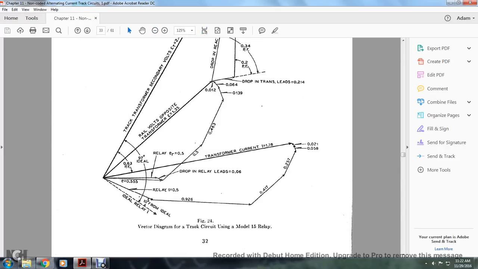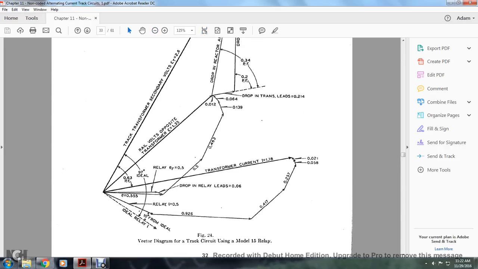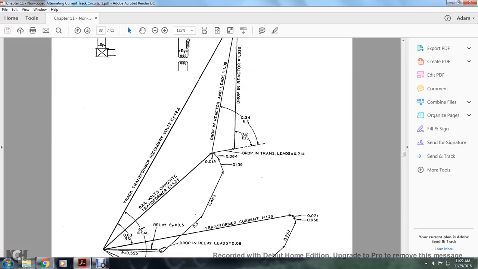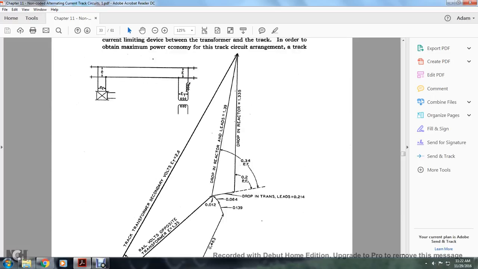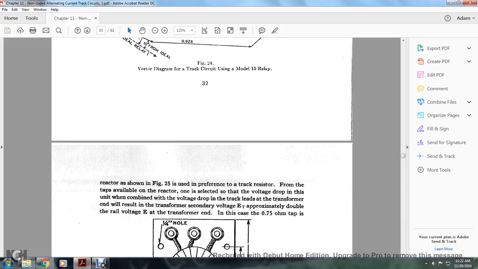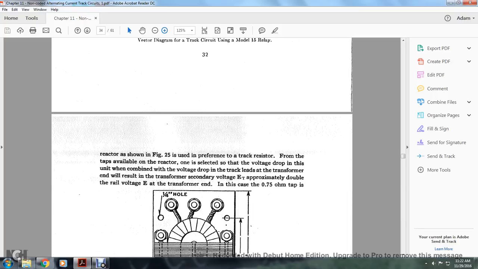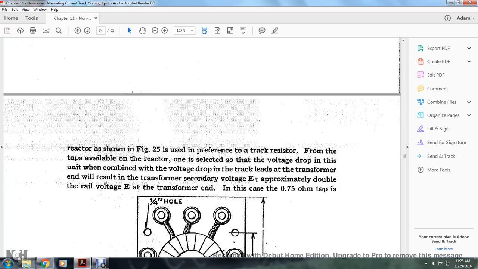Figure 24 shows the vector diagram of the track circuit using a model 15 relay. Up here is track 15, and this is a whole bunch of different angles of relays and volts. Reactors are shown in figure 25.